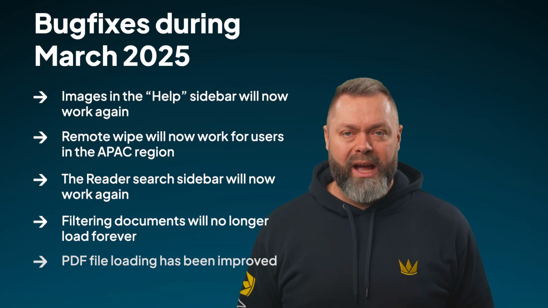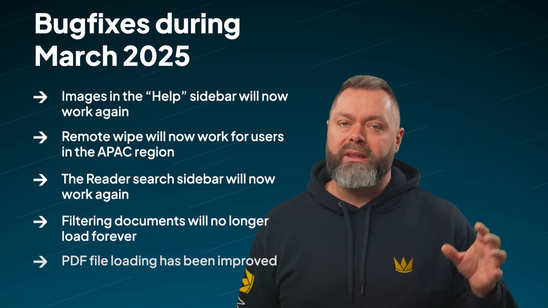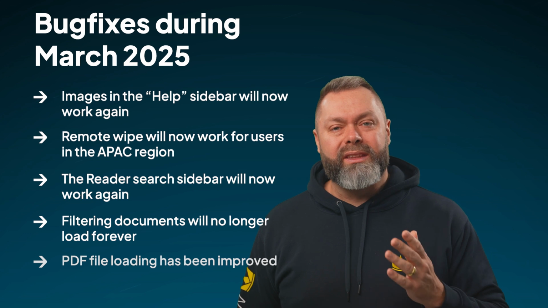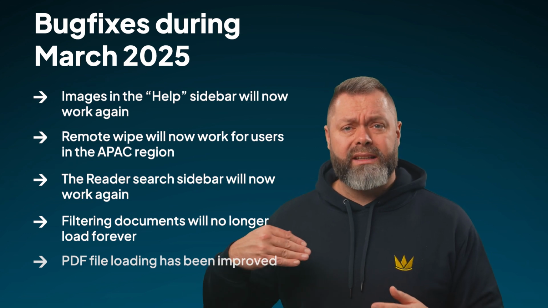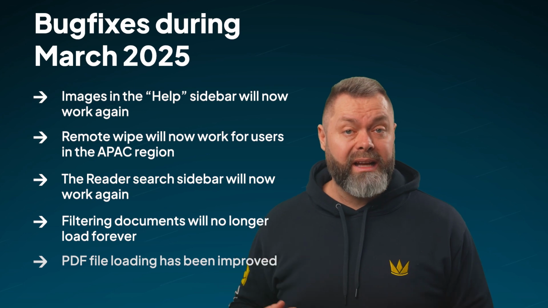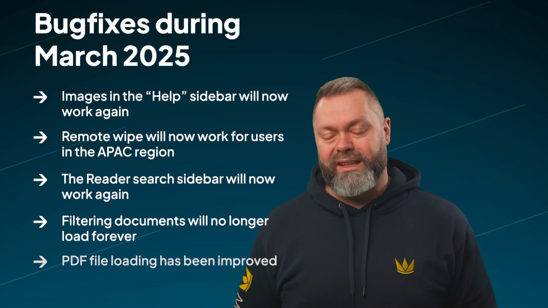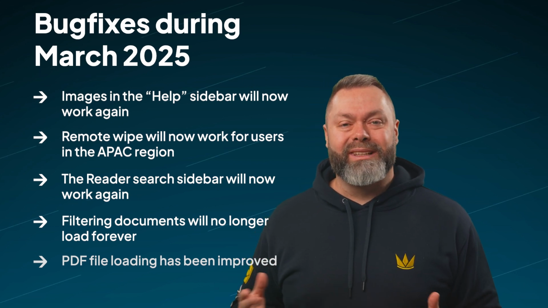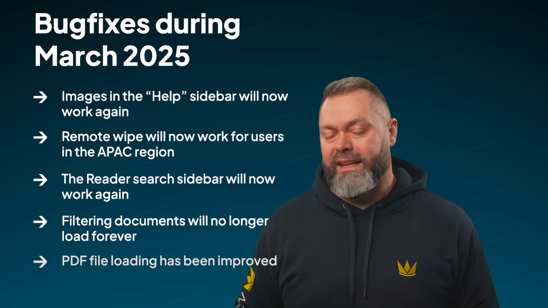Good news for the APAC team. We can now remote wipe the Reader app from the APAC region as well. Positive things. The Reader search bar sidebar will now update the search results and count as expected. And the navigation arrows will now actually navigate between the search results. Yay! Filtering documents will now continue functioning even when the system encounters an invalid manual.